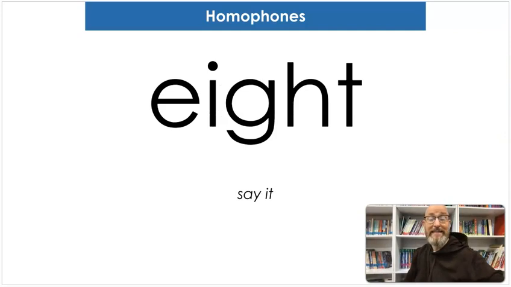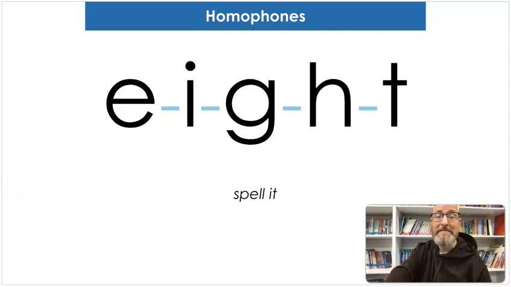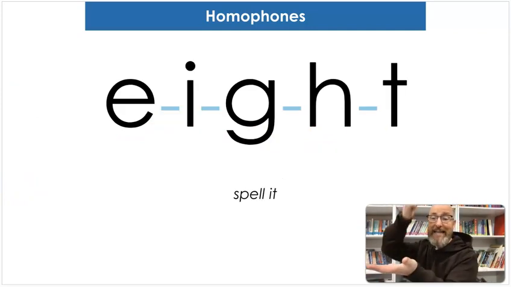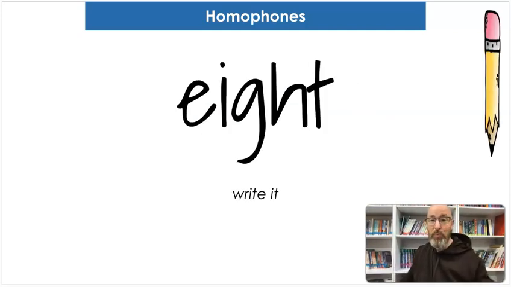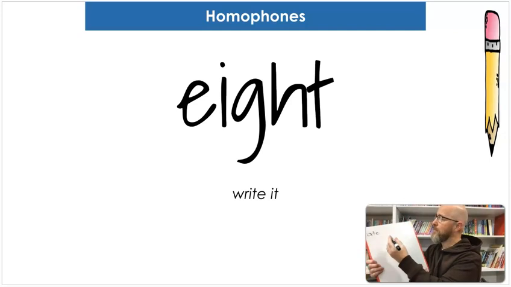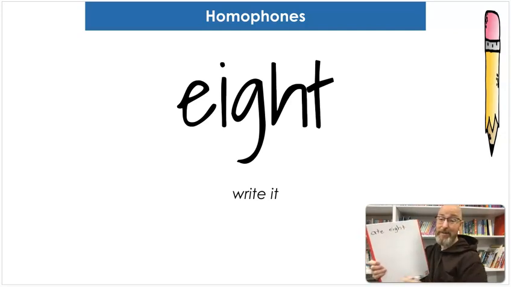And our next word is eight. Again, say eight. Map the sounds. A. That whole E-I-G-H says A. Next, let's spell it. E-I-G-H-T. Eight. And let's write it. Of course, this is the number eight. I did not eat eight donuts, but I did see eight I wanted.